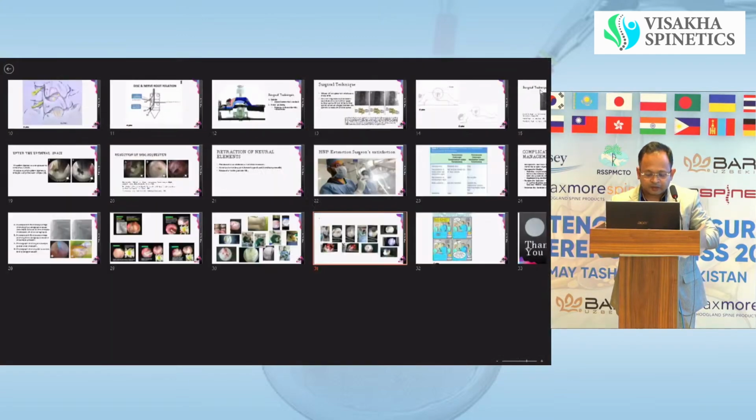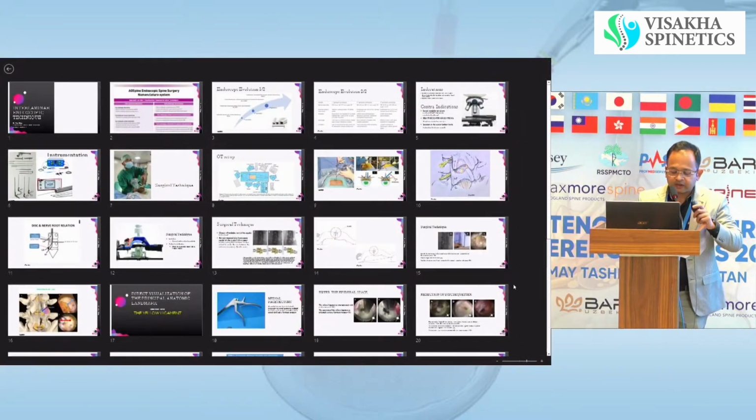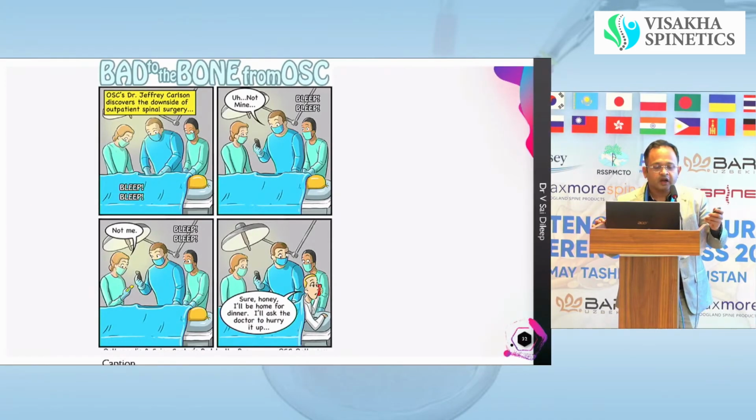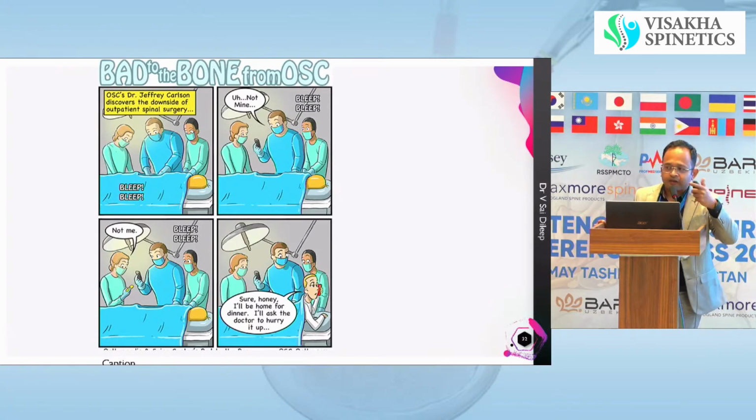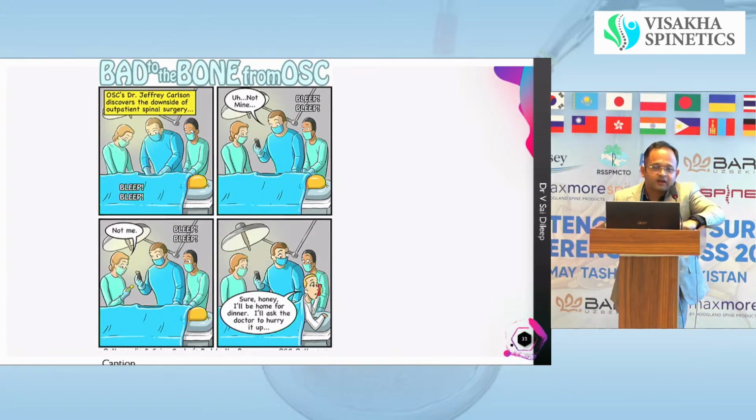So I want to finish off with something called foraminal, something called paraspinal surgery, or para-PSLD or para-UBE, is an approach. This is one of my favorite cartoons. It says that outpatient spinal surgery was a myth 10 years back. So I have seen Dr. Putowski operating transforaminal surgery under local. So the patient's girlfriend calls him and says, "Sure, and I'll be home for dinner. I'll ask the doctor to hurry it up." So endoscopic surgery has changed the fear factor in the patients.